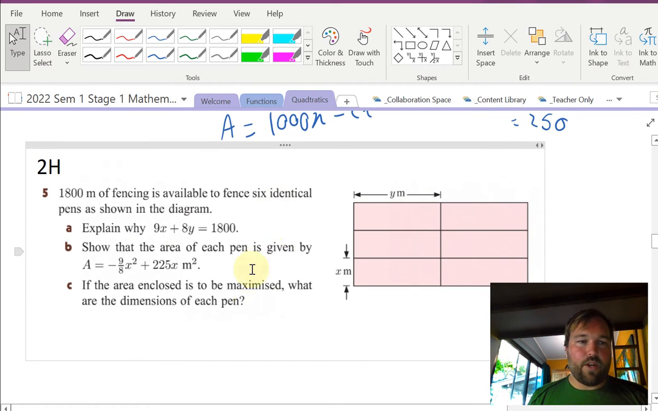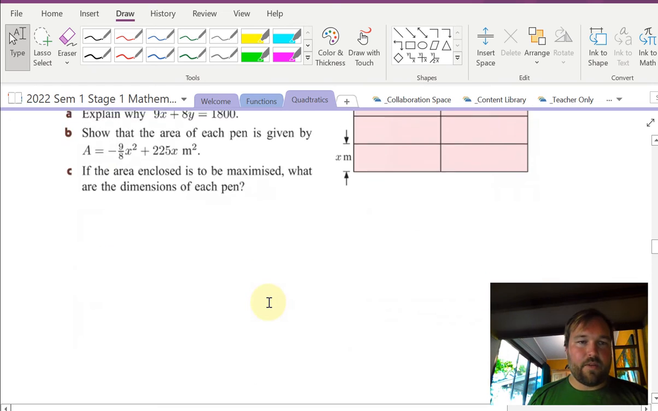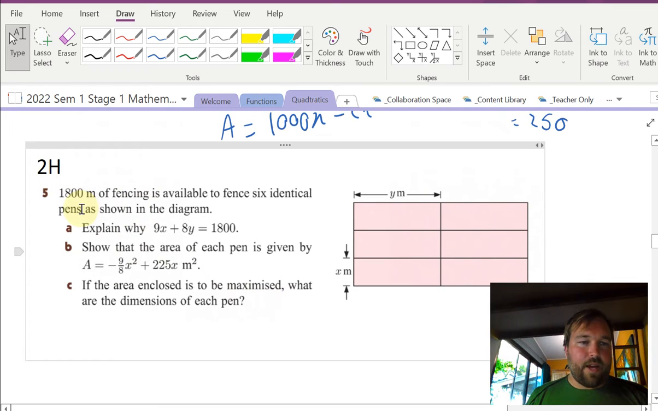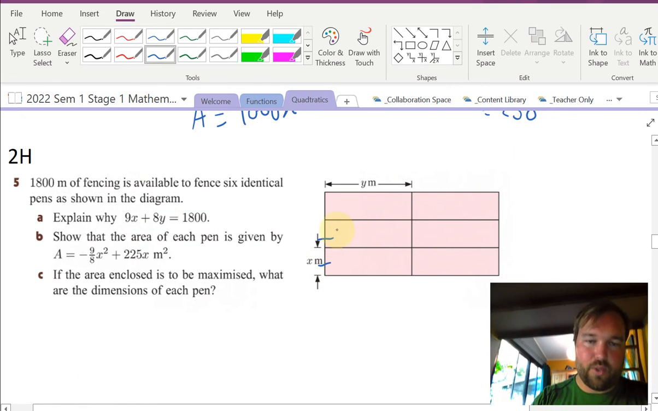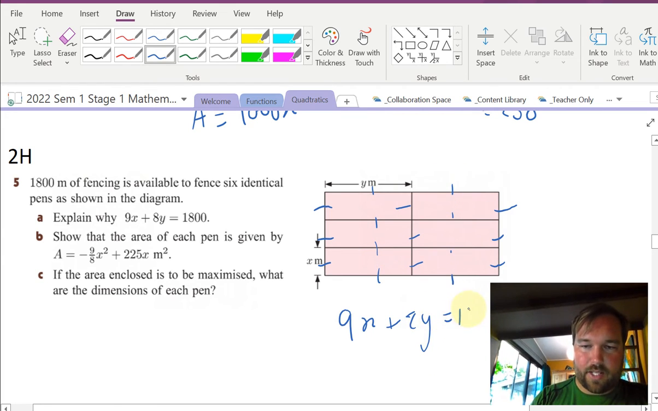All right, question 5. Got a few to go. 1800 meters of fencing is available to fence 6 identical pens as shown. Explain why 9x plus 8y equals 1800. Alright, let's count the x's. 1, 2, 3, 4, 5, 6, 7, 8, 9. So 9 x's, plus 8 y's, equals 1800 meters of fencing.